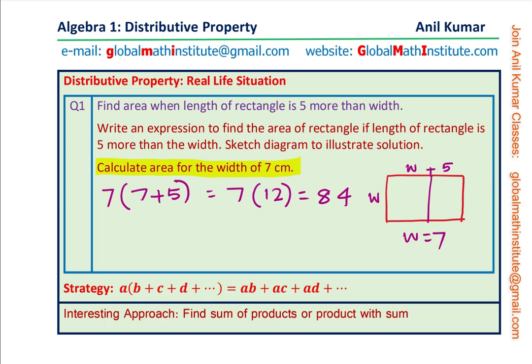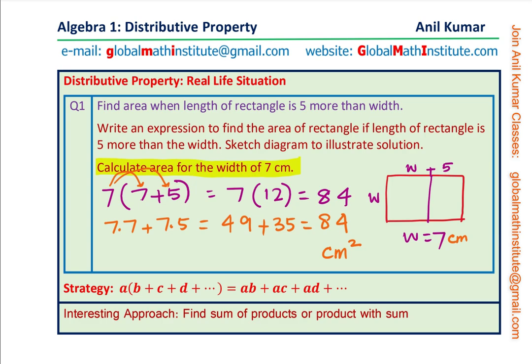What you could do here is multiply individually with 7 both the things. So you get 7 times 7 plus 7 times 5, right? 7 times 7 is 49 plus 35. And when you add them, you again get 84. And definitely the units are centimeters square because we have 7 centimeter length of width. You get an idea. So that is how the distributive property works.